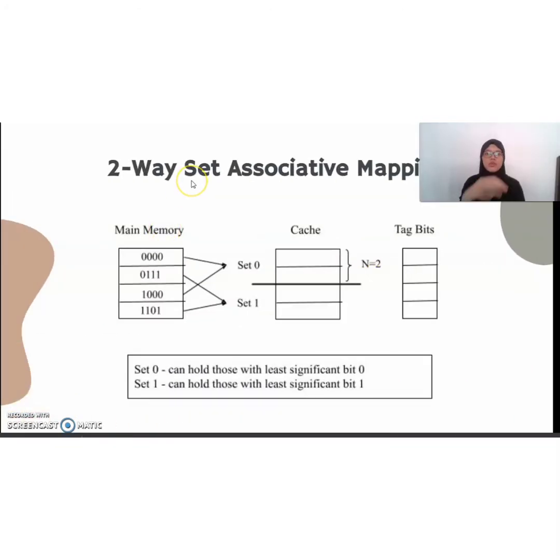Okay, so for two-way set associative mapping, we can see that N here stands for the number of lines in one set. So for set 0, there are 2 lines, and for set 1 there are 2 lines. So in total there are 2 sets. We can also see that set 0 will hold those with least significant bit 0, while set 1 will hold those with LSB 1, as we can see from here.